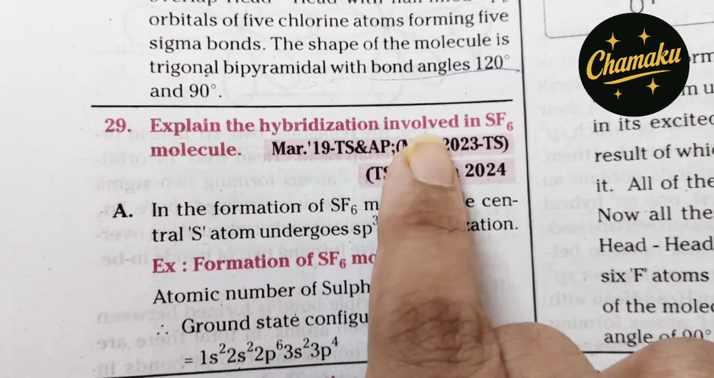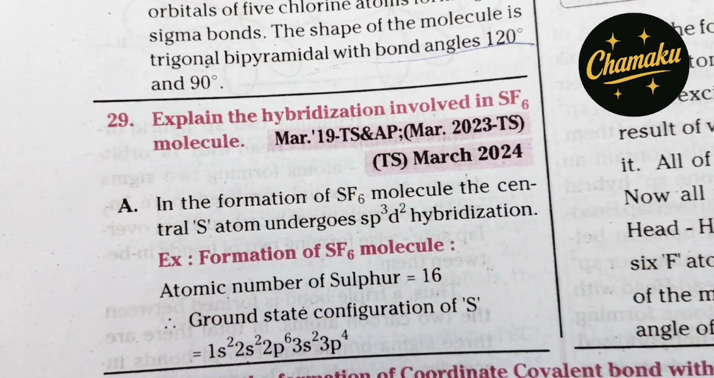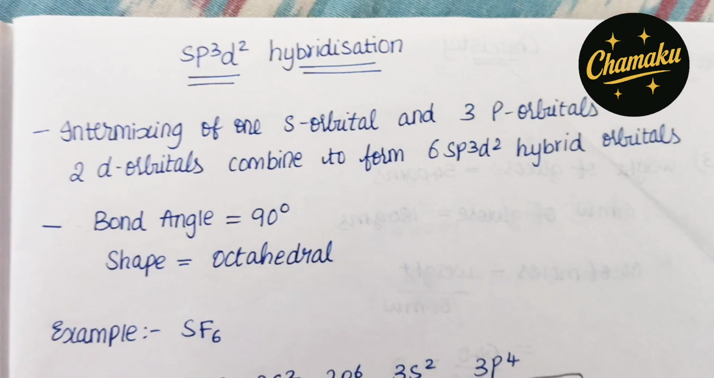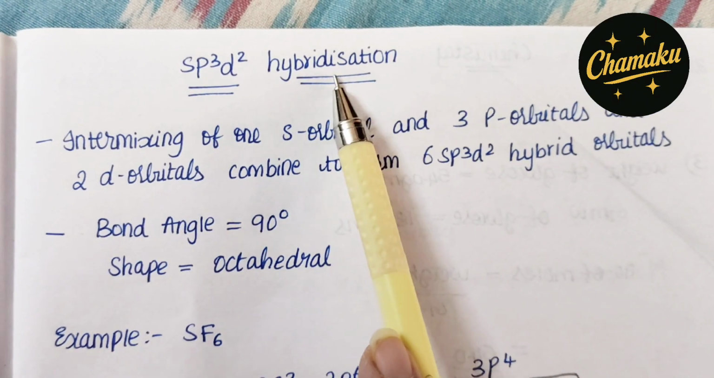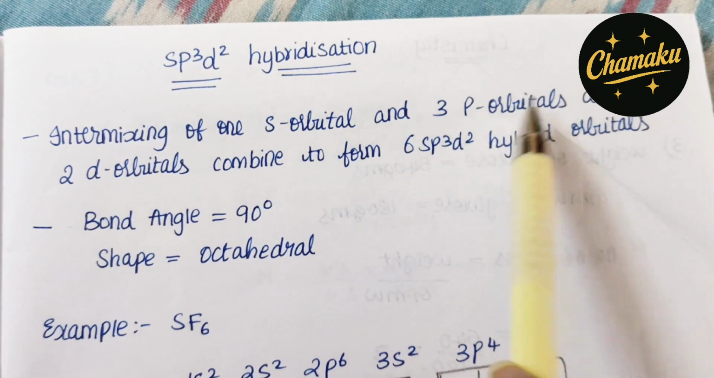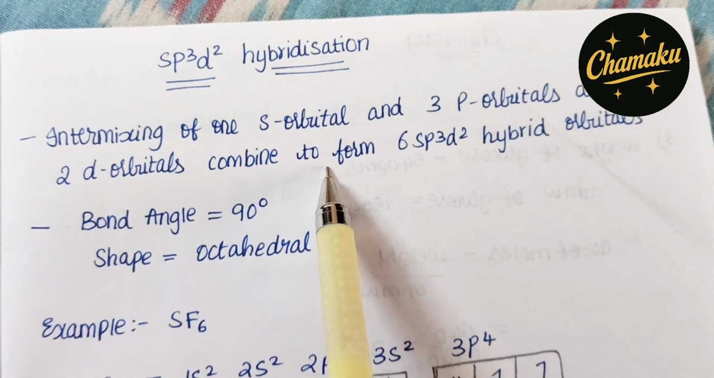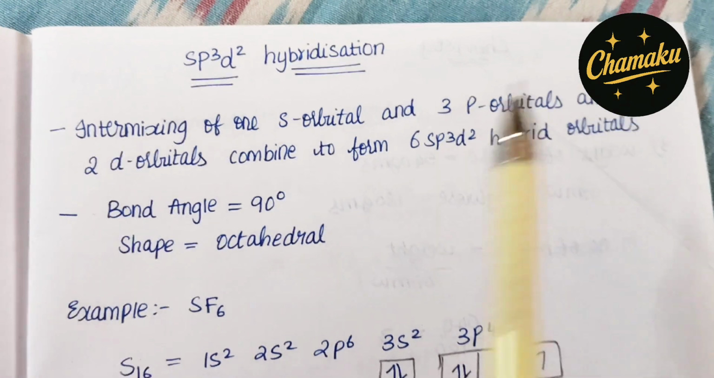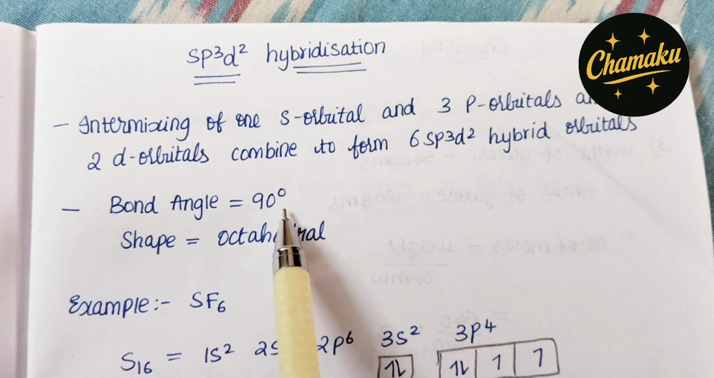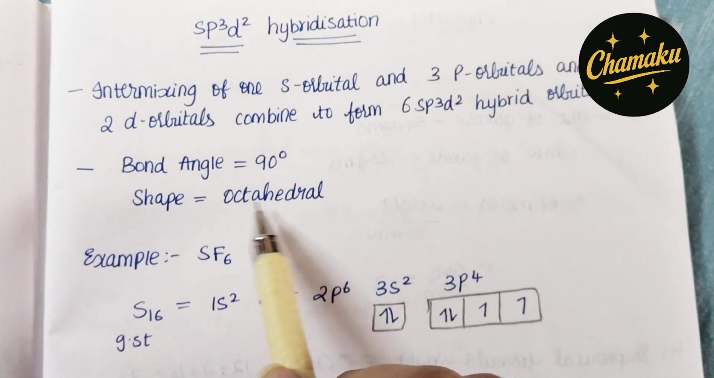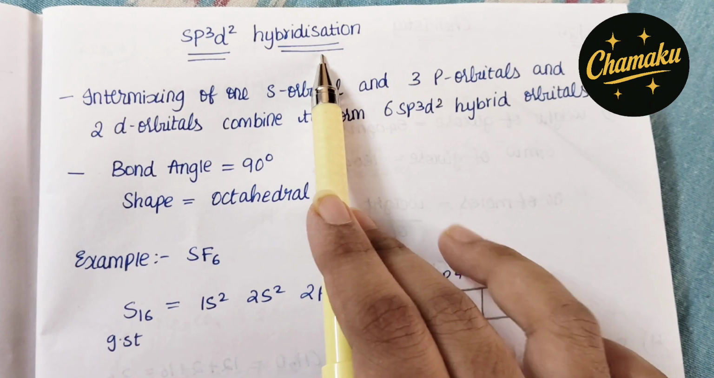Explain the hybridization involved in SF6 molecule. The hybridization involved in SF6 molecule is sp3d2 hybridization, intermixing of one s orbital, 3 p orbitals and 2 d orbitals combined to form 6 sp3d2 hybrid orbitals. The bond angle of SF6 is 90 degrees and the shape of the molecule is octahedral. So for sp3d2 hybridization, one example is SF6.